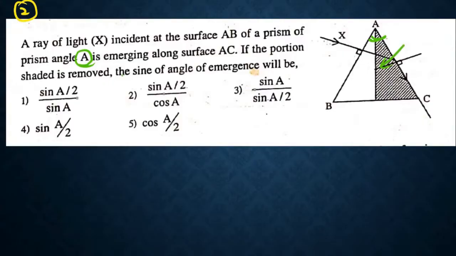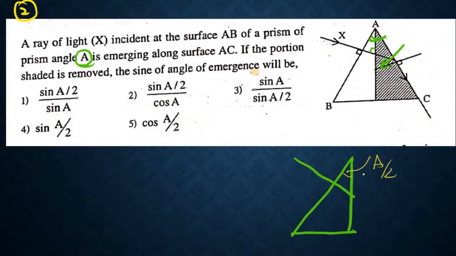Okay, the sine of the angle of emergence will be, so what basically happens, it goes like this now here, right? So if I draw it here again, it would be something like this. Now it goes like this. So this angle is A by 2, right? That's A by 2. Here we have 90. So if you put it like this, this is 90 minus A by 2, right? So this is basically A by 2 again. Incident angle is A by 2, right?